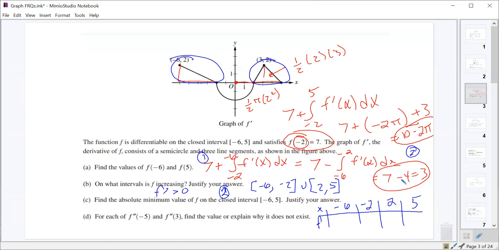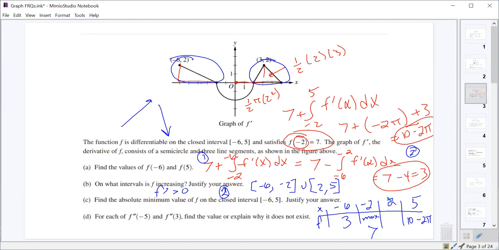+2. Now we should know that it's definitely not going to be at -2, because if F prime is going from positive to negative, that means the function goes from increasing to decreasing. So this one we know is a max, so we don't need to worry about that because it's not going to be the absolute min. And on top of that, we know the value of it, it's 7. And then we already figured out the value at -6. The value at -6 was 3. And we already figured out the value at 5. That was 10 minus 2 pi. So we just need to figure out the value at 2.